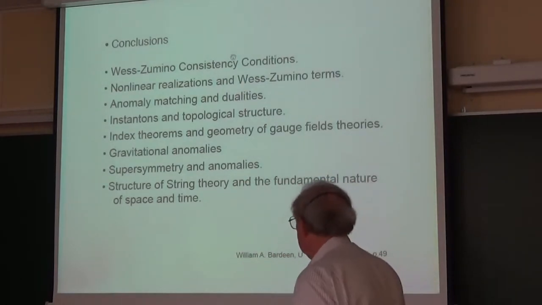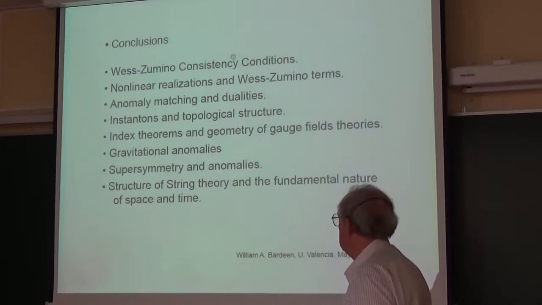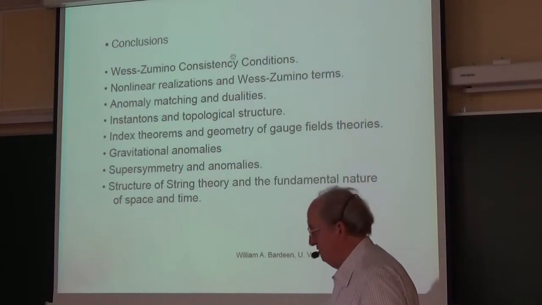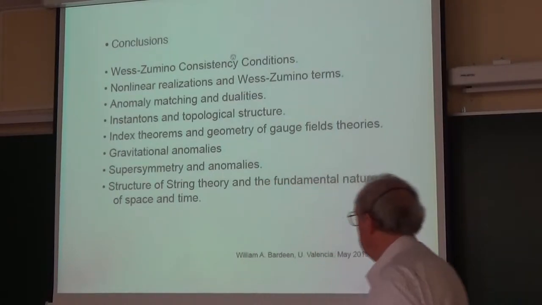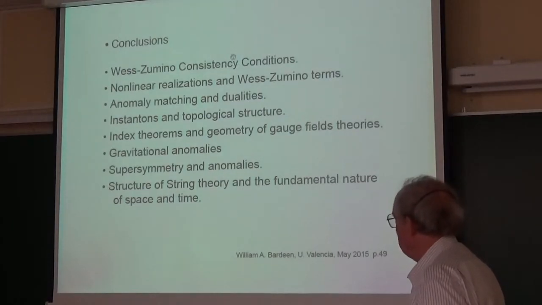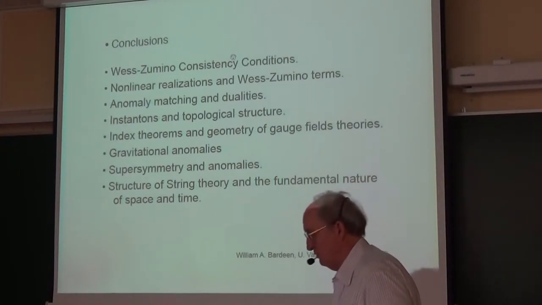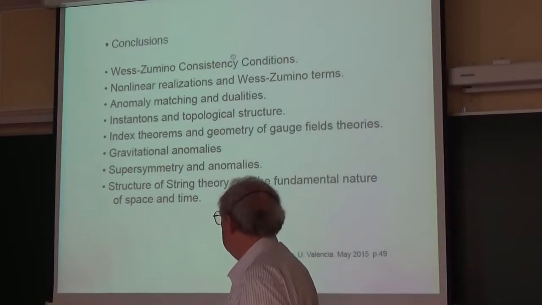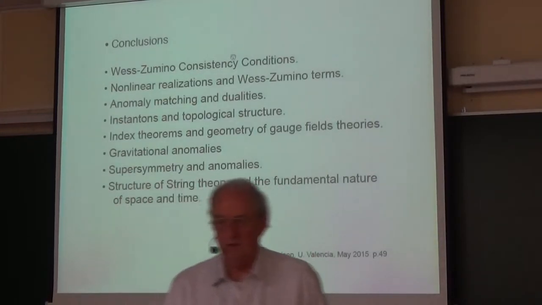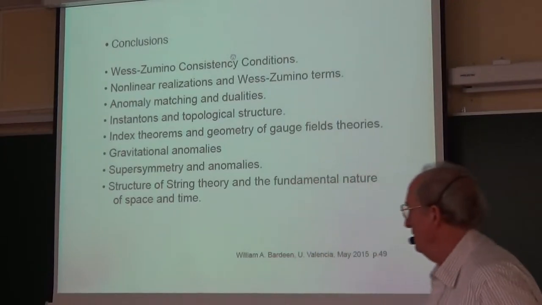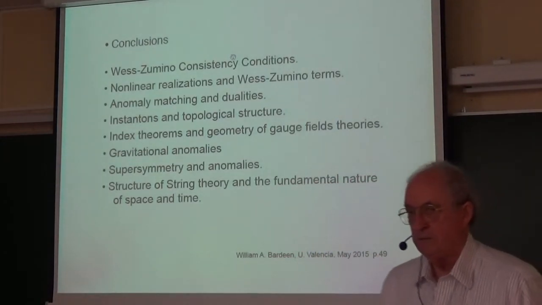I also pointed to 't Hooft's calculation showing that instantons, related to topological structure and generating the true symmetries of the theory, can create terms that actually break the fermionic symmetries. And then, more mathematically, index theorems, geometry of the gauge field, gravitational anomalies, supersymmetry anomalies, and also implications for the structure of string theory and the fundamental nature of space and time.